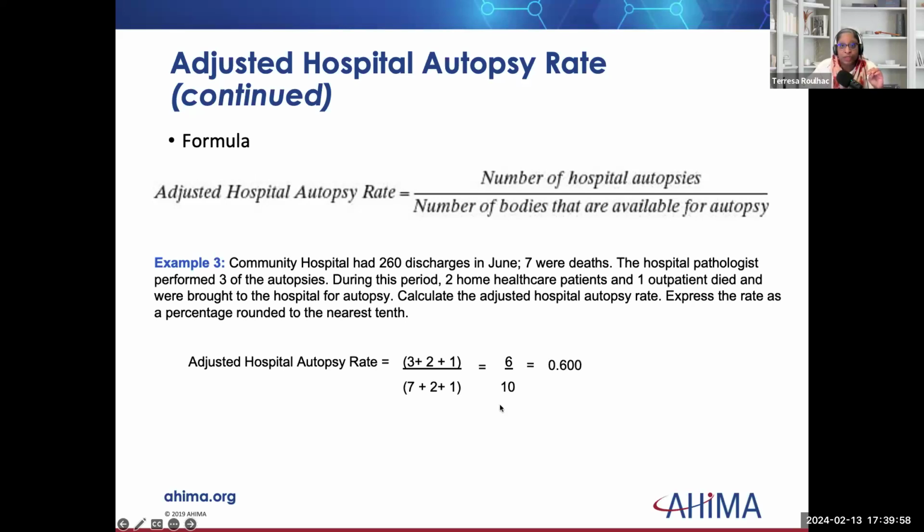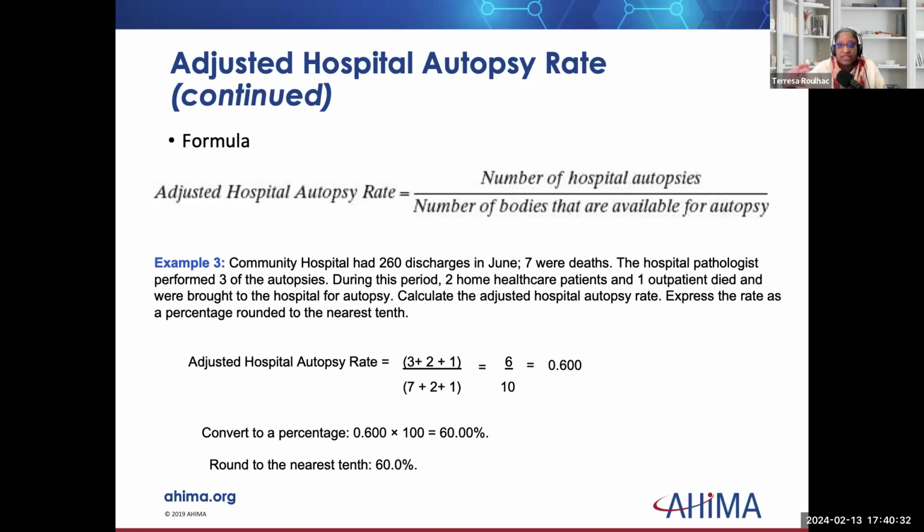0.600. Convert that to a percentage, 60%. Okay. And we are looking at the adjusted. So again, we get these 3 on the top because I want to make sure you guys get this. 3 inpatient, 2 home health, 1 outpatient. In the denominator, all the patients whose bodies were available for autopsy. Now, it's not saying that they were all autopsied, but these are the patients that were actually available.